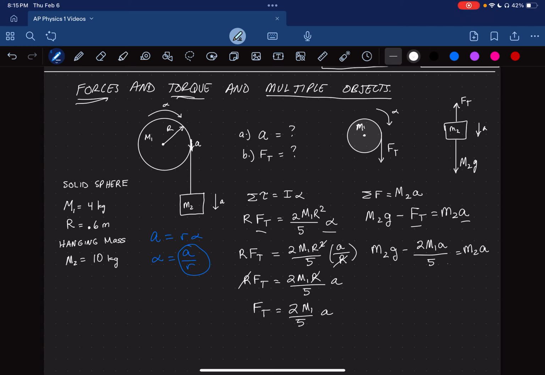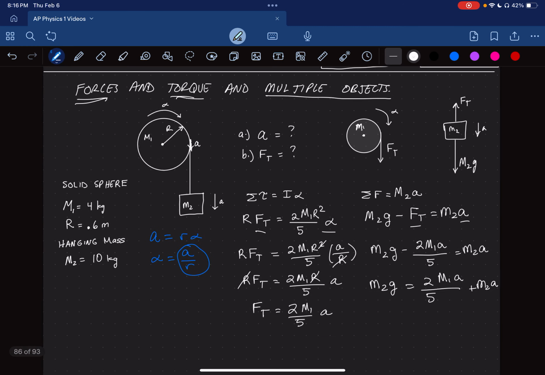Oh, and of course we have numbers. I was like, how are we going to solve this? Of course we have numbers. Let's get all the a's on one side. So we'll say m2 g equals 2/5 m1 a plus m2 a.